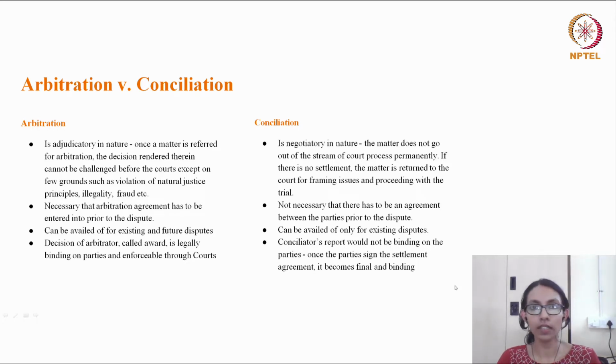So, even if the parties fail to arrive at a settlement amongst themselves, the matter automatically goes back to the court for final resolution. Secondly, when it comes to arbitration, it is very crucial that the parties enter into an agreement with each other before the dispute commences. So, once the arbitration agreement is in existence, then only the dispute can be referred for being resolved through arbitration.